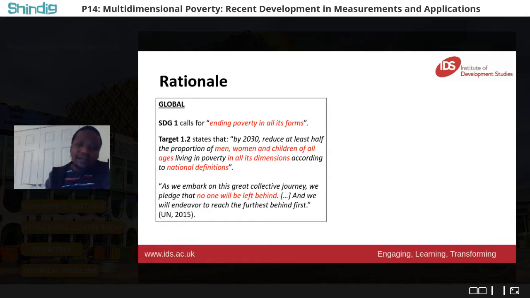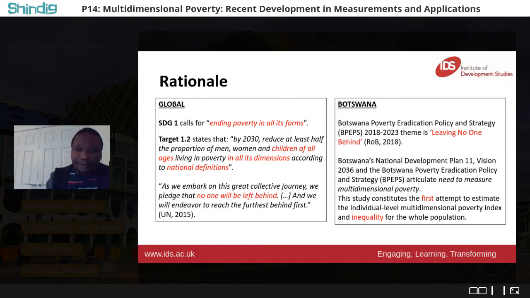By way of rationale, globally, SDG 1 calls for ending poverty in all its forms. This is a first recognition that poverty is multidimensional. Specifically, Target 1.2 states that by 2030, we should reduce at least by half the proportion of men, women, and children of all ages living in poverty in all its dimensions, according to national definitions. So we should not only look at poverty as multidimensional, but also recognize that poverty differs according to country context, and that it differs across different demographic characteristics.